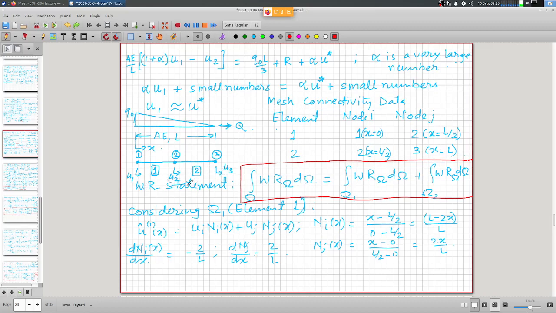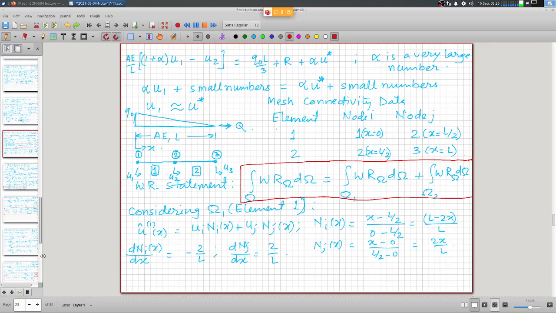Knowing these three displacements, we can find out what is the displacement varying in between within the interior of each of these elements. So displacement variation within element 1 will be given by interpolation between u1 and u2. So u1 N1 plus u2 N2, that will be the variation of displacement within element 1. Similarly for element 2, it will be u2 N2 plus u3 N3, or Ni and Nj if you wish to call it that way in local numbering.